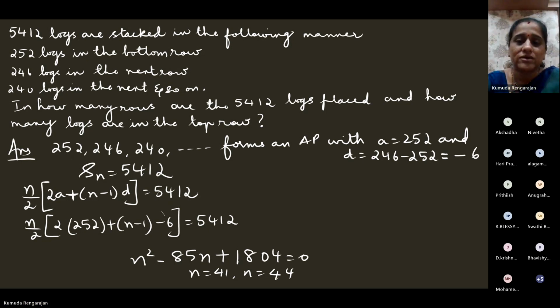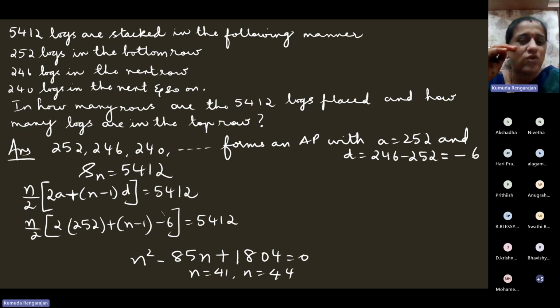For that, you'll have to find A41 and A44. What is A41? The number of logs in the 41st row. What is A44? The number of logs in the 44th row.